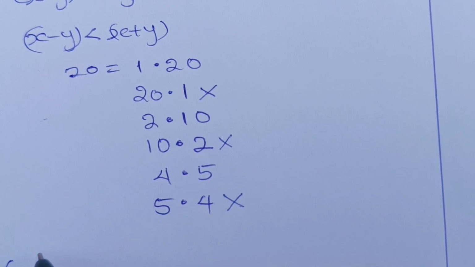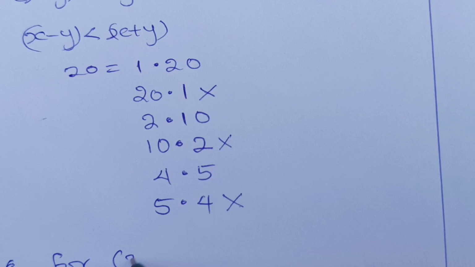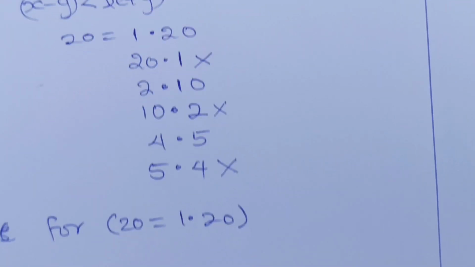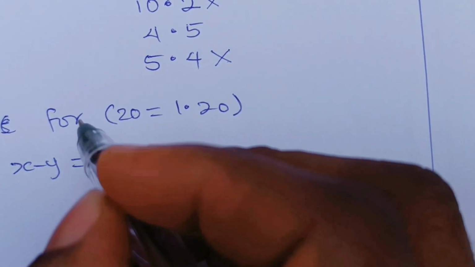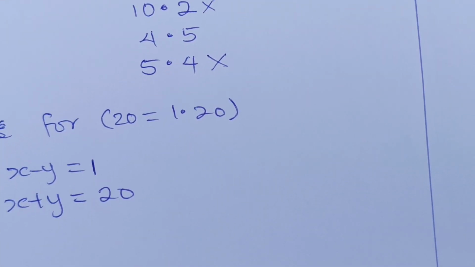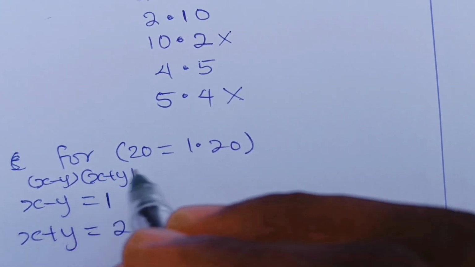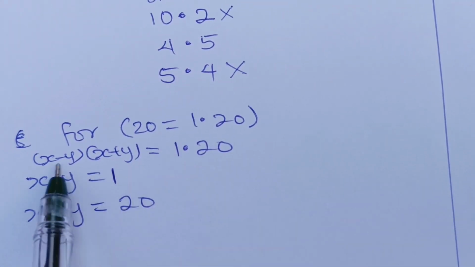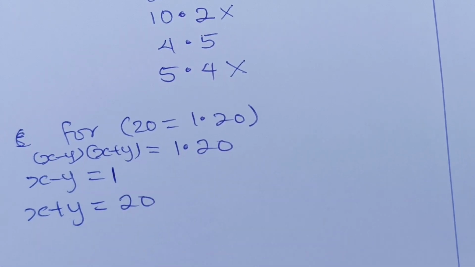So for the first pair, that is, for 20 equals 1 multiplied by 20, we can now say that x minus y is equal to 1, and that x plus y is equal to 20, right? Yes, because we can just say that x minus y multiplied by x plus y is equal to 1 multiplied by 20. So if we look at it very well, by comparison, x minus y is 1 and x plus y is 20.